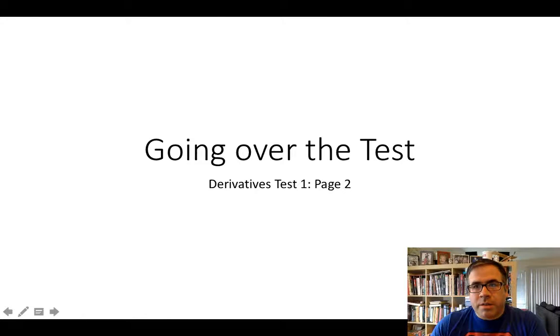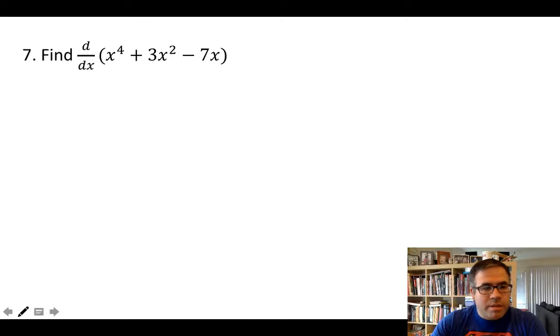This is me going over the first test on derivatives I ever gave you, and this is the second page. All right, the second page starts with a pretty straightforward problem. It is just find the derivative of this expression in terms of x. Since it's separated by pluses and minuses, we can just take it term by term and use the power rule.